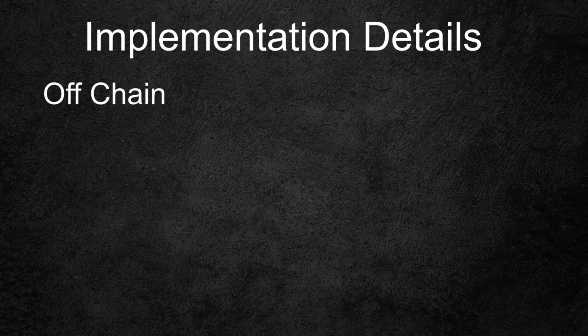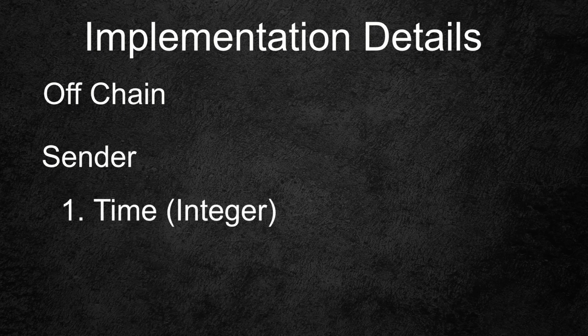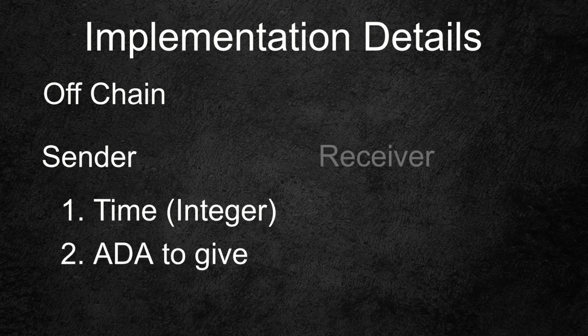Now for the off-chain code, we have the sender, who will be sending the datum. The sender will need to provide two things: the deadline they want their ADA to be redeemed, and the amount of ADA they actually want to lock up. As for the receiver, we also don't need to say anything, but of course in a real-world application that would be extremely dangerous, because this would mean anyone can retrieve this locked up ADA. But with that detail aside, this is our implementation detail.